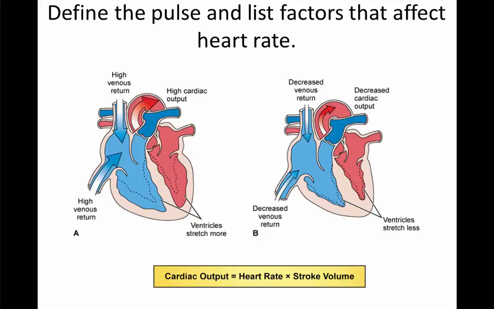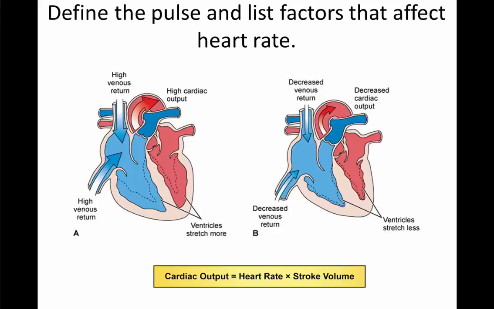In order to calculate cardiac output, as we said in the equation here, it's the heart rate times the stroke volume. Therefore, my heart can actually do one of two things in order to increase the cardiac output. As we just looked at, we can increase the stroke volume. But another thing that my heart can do is actually beat faster.